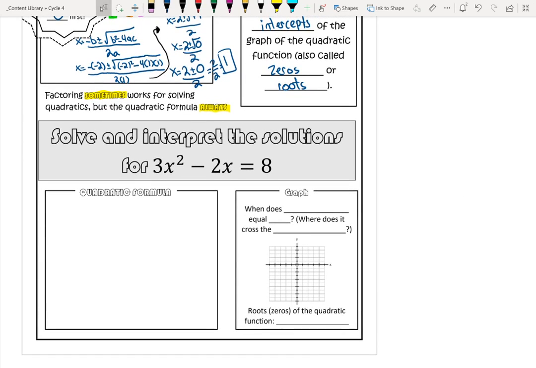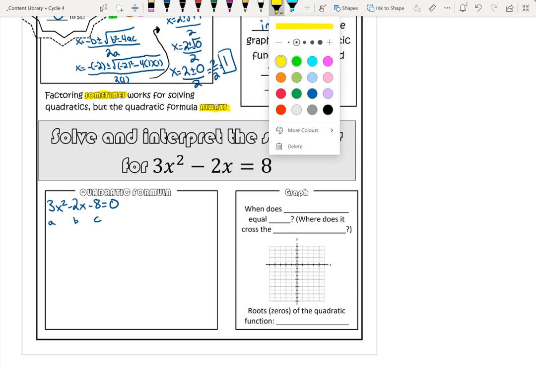And finally, one last one. Solve and interpret the solutions for 3x squared minus 2x equals 8. So again, I want to set this equal to 0, so I need to bring the 8 over. So 3x squared minus 2x minus 8 equals 0. I can find my a, b, and c value now, so these ones are in order.